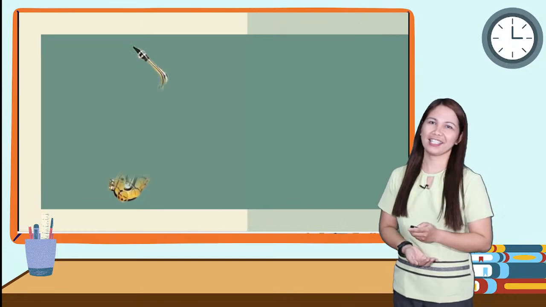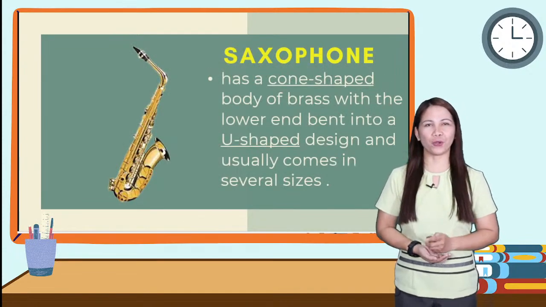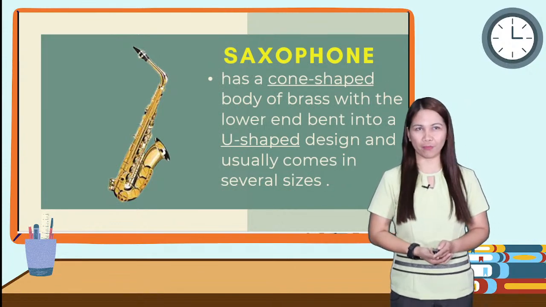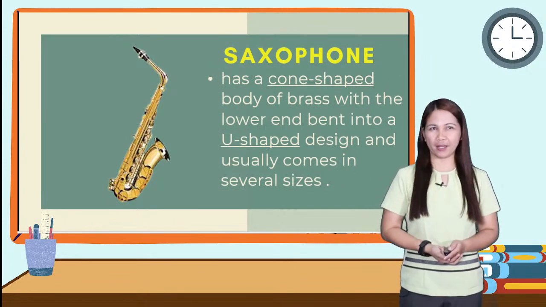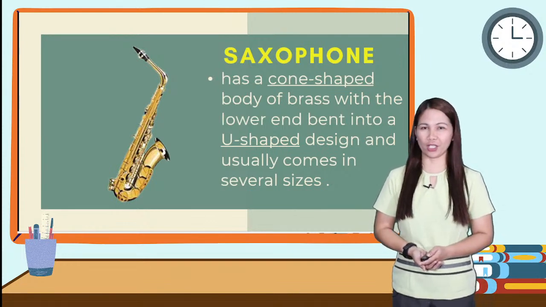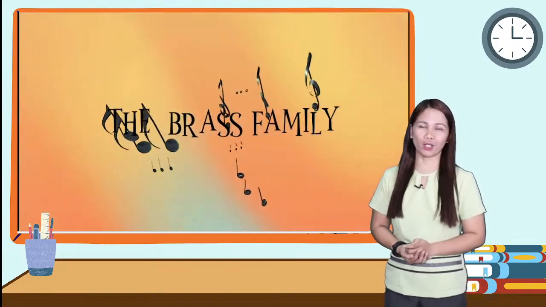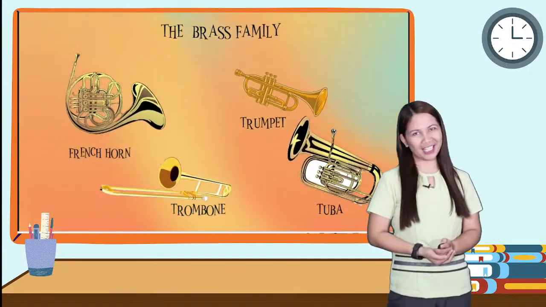That is right. A saxophone. A saxophone has a cone-shaped body of brass with the lower end bent into a U-shaped design and usually comes in several sizes. Let's try this another family, which is the brass family.